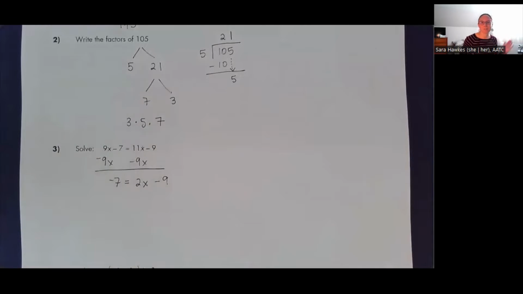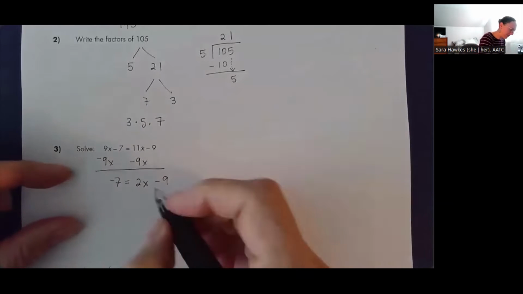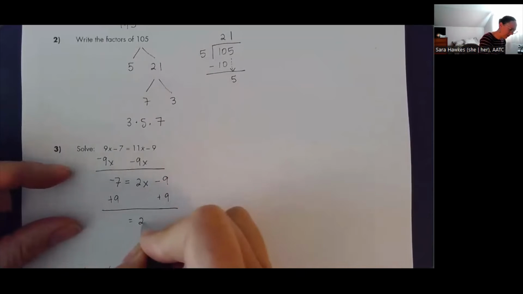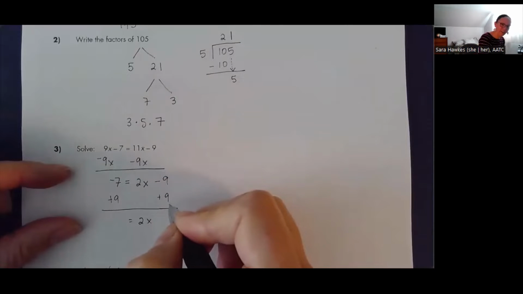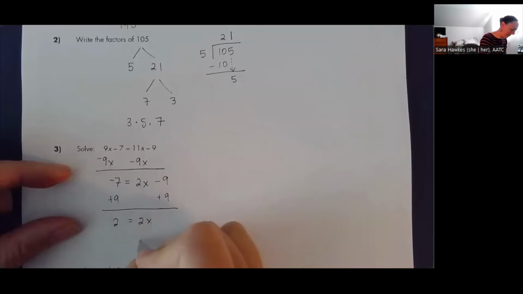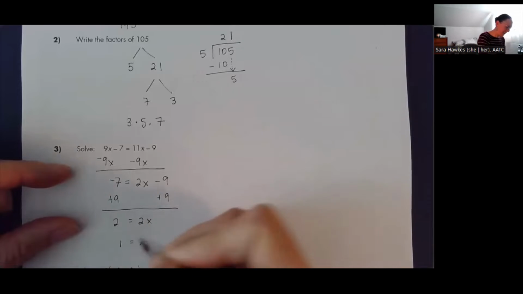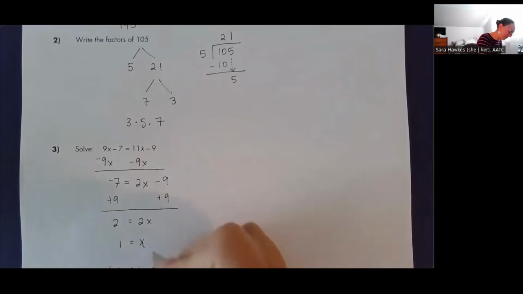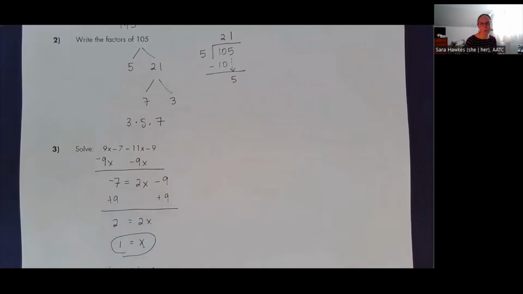Now my next step in terms of getting my x's on the right-hand side, I don't have my numbers on the left. I'm going to go ahead and add 9 to both sides. So I'm looking at 2x, negative 9 plus a 9 will give me 0. Negative 7 plus 9 is 2. And if you can't see, my dog is really desperate to get on my lap right now. That's okay. So I'm looking at x equals 1.